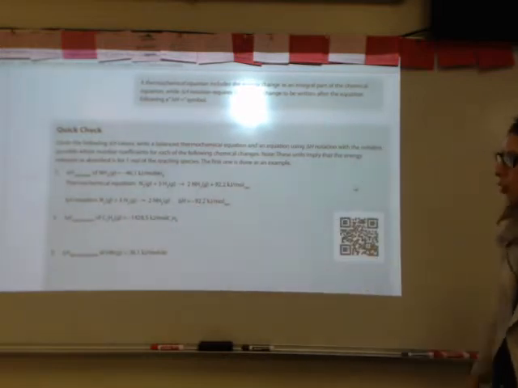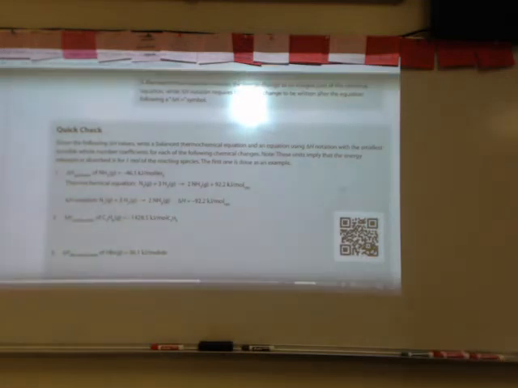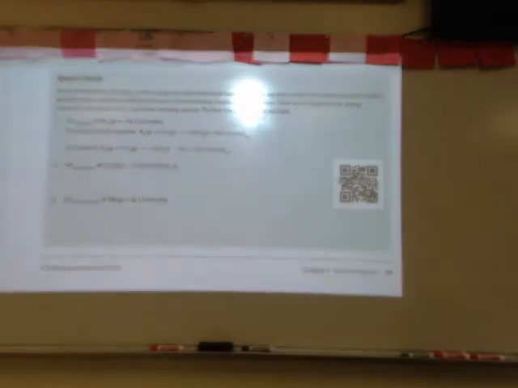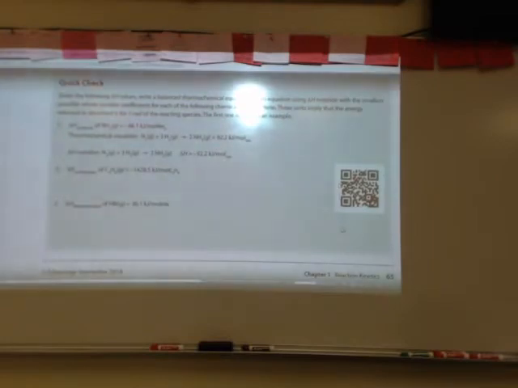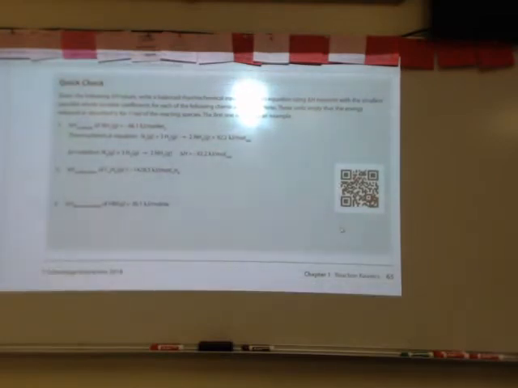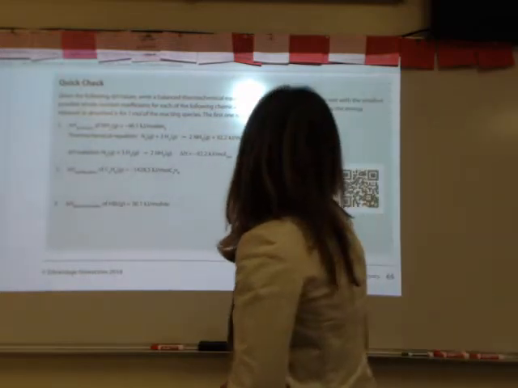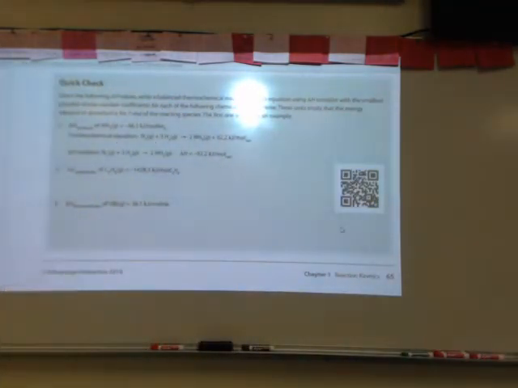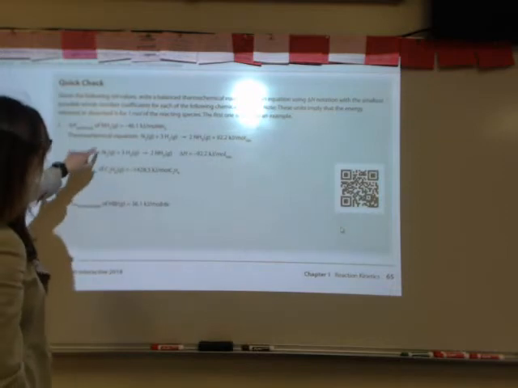Okay, so here in the quick check, we are given some delta H values, and they want us to write a balanced thermochemical equation and an equation using delta H notation with the smallest possible whole number coefficients for each of the following chemical changes. Note that the units imply that the energy released or absorbed is for a mole of the reacting species. The first one is done for you.